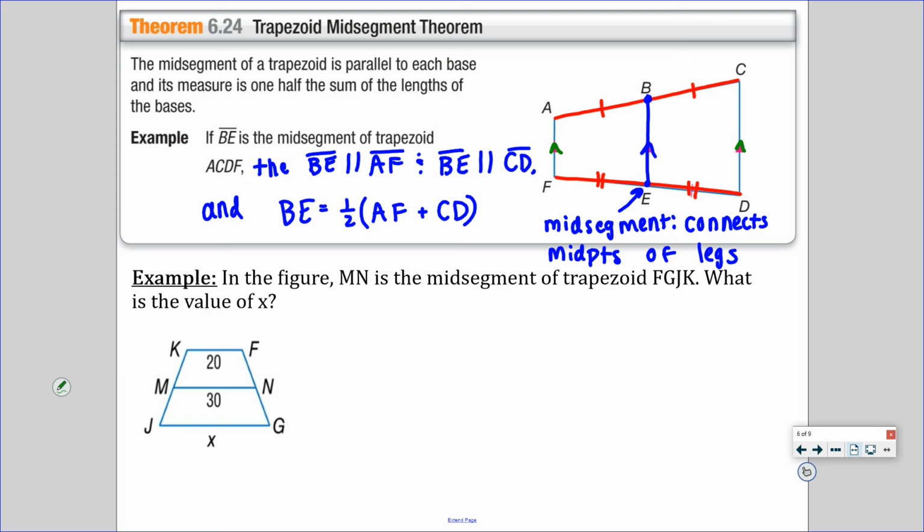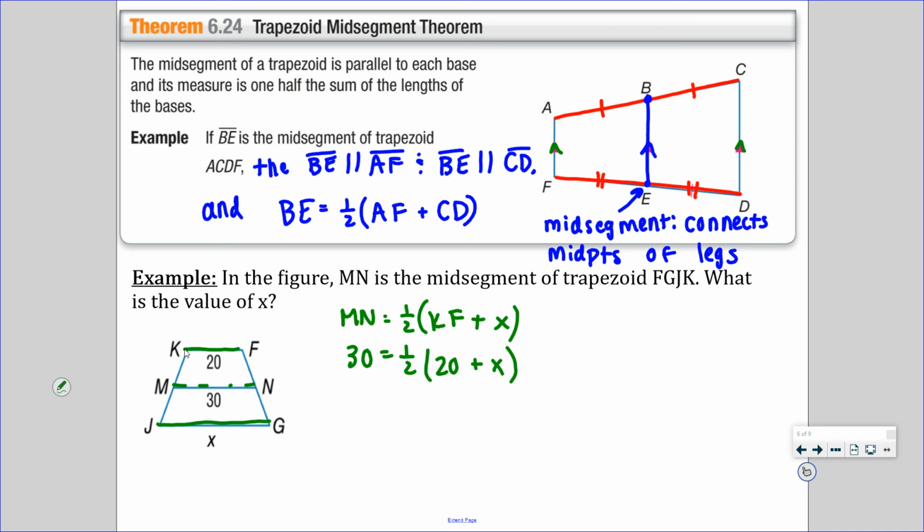I know that this base KF plus this base JG, which I'm calling x, if I average those, it has to equal the length of this mid-segment. Okay, so let's plug in what we know. This is 30. KF is 20.